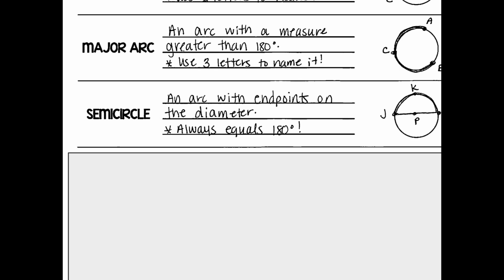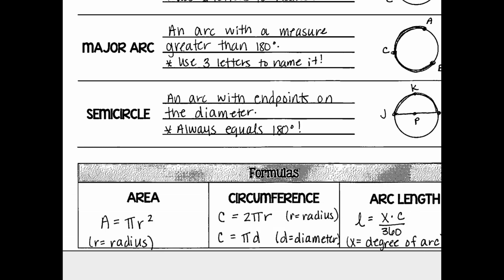Last definition is the semicircle. It's an arc with endpoints on the diameter, and it always equals 180 degrees. Below this are two formulas that we are familiar with, the area formula, the circumference formula. The arc length is going to be new. Please go ahead and write that down. We will cover that more closely in a future lesson.